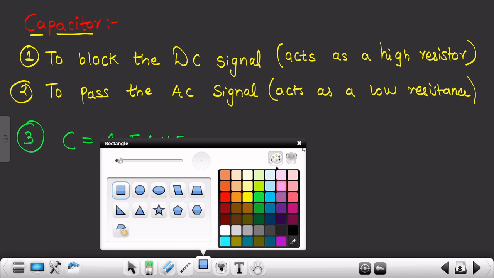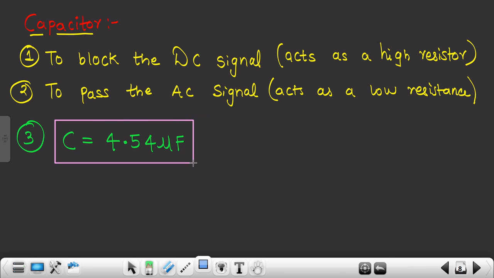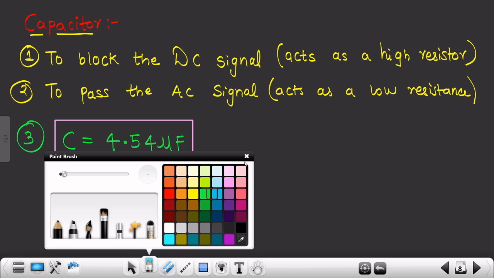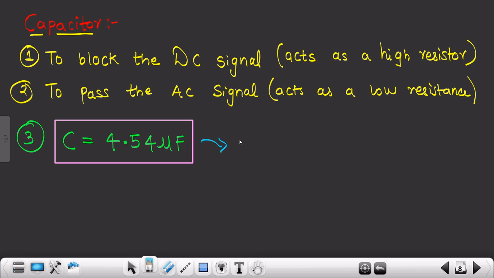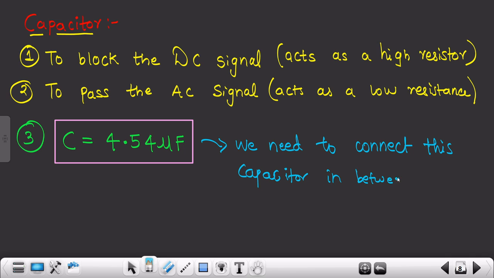So this value of the capacitance we need to connect in the circuit. We need to connect this capacitor in between the audio signal and the base terminal of the transistor.